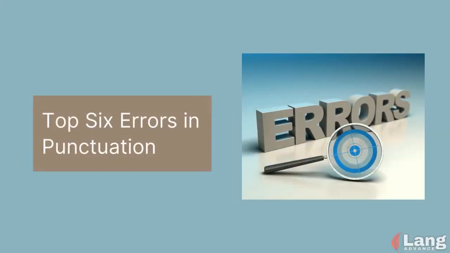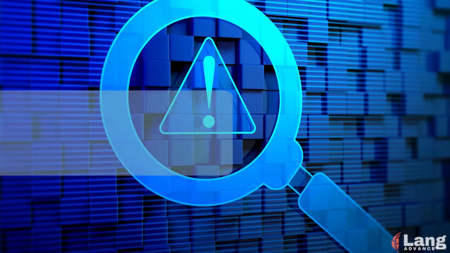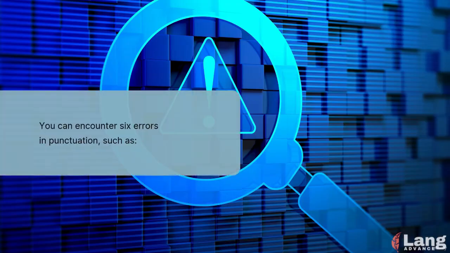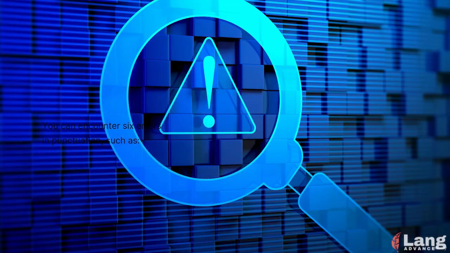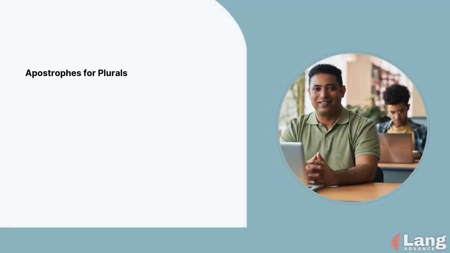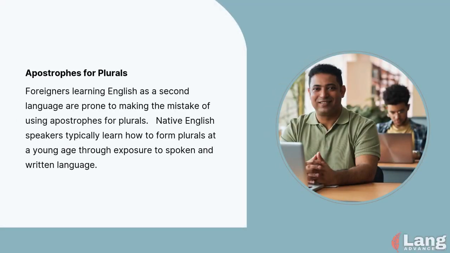Top 6 errors in punctuation. You can encounter 6 errors in punctuation, such as apostrophes for plurals. Foreigners learning English as a second language are prone to making the mistake of using apostrophes for plurals. Native English speakers typically learn how to form plurals at a young age through exposure to spoken and written language.